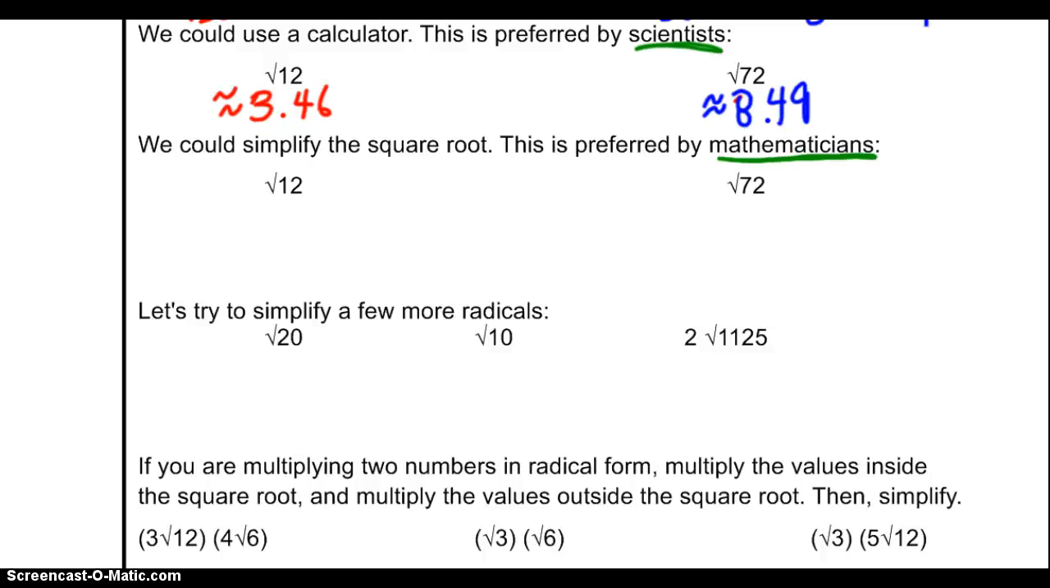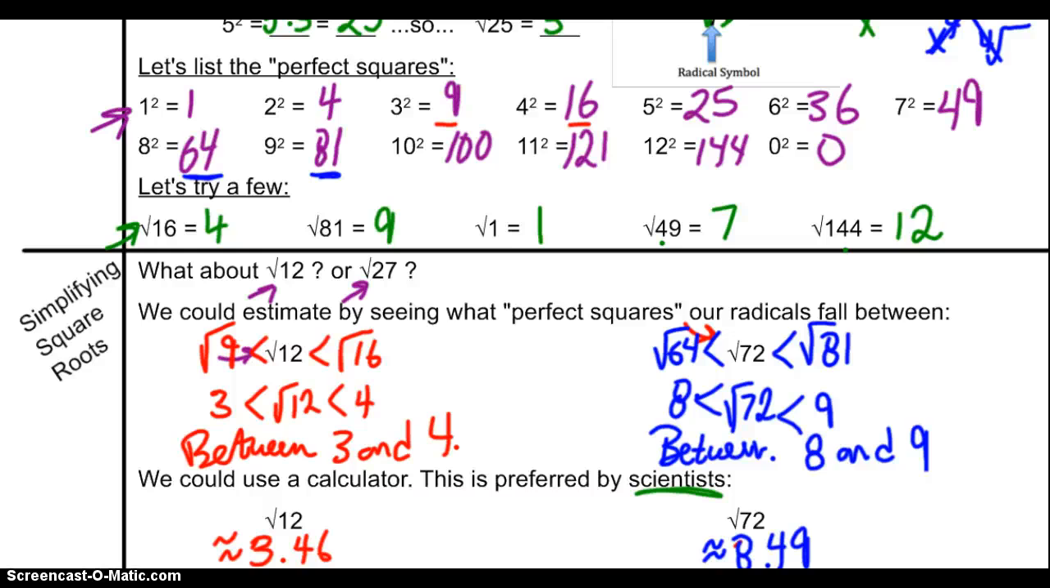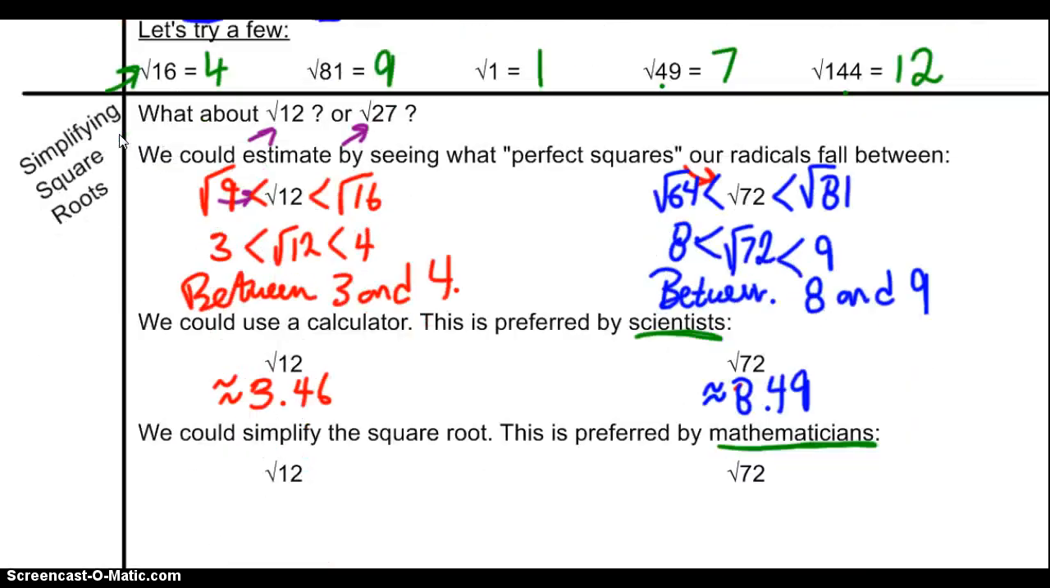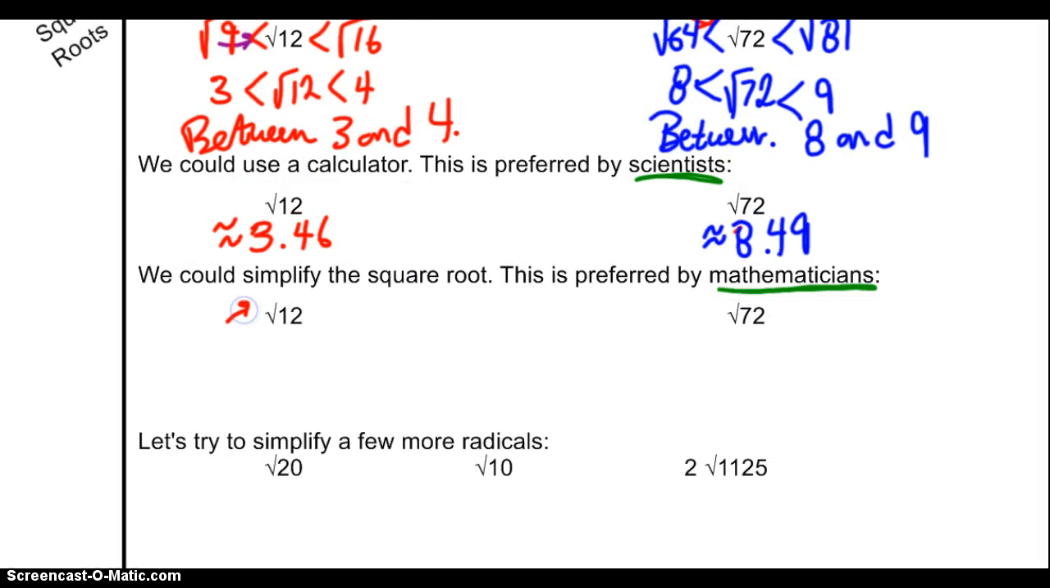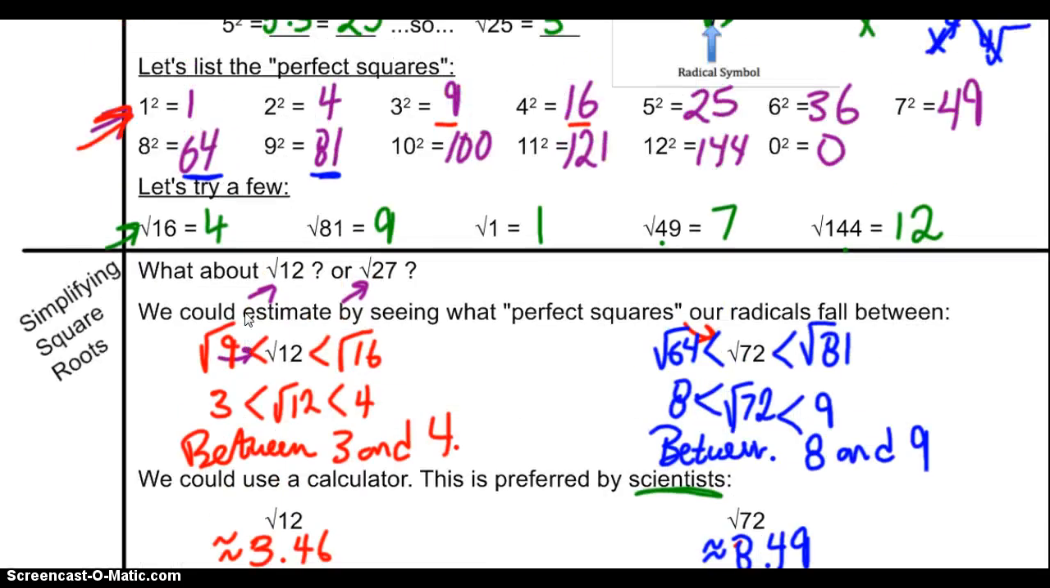To simplify a square root, we're going to first see if any of our perfect squares up here are factors of the number we're trying to simplify. So in this case, we've got the square root of 12. We ask ourselves, are any of these numbers up here factors of 12? Well, 4 is a factor of 12. Remember, a factor means that it divides 12. So 4 divides 12, or 4 goes into 12.